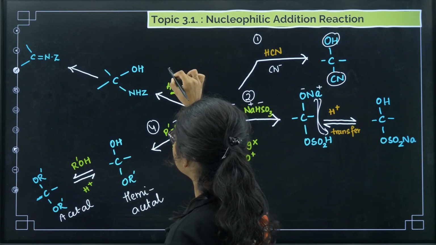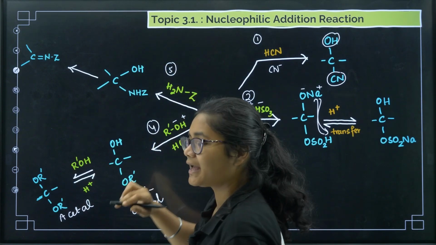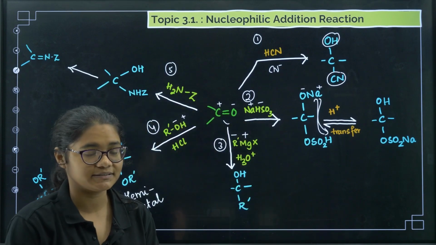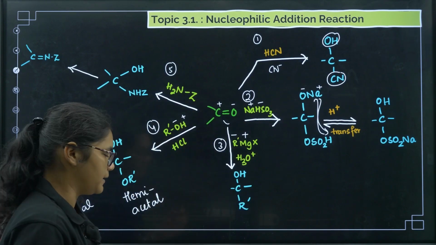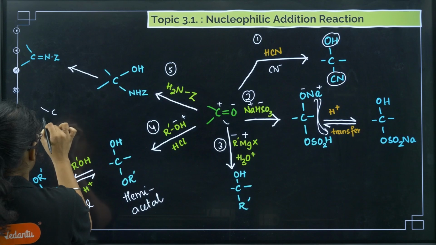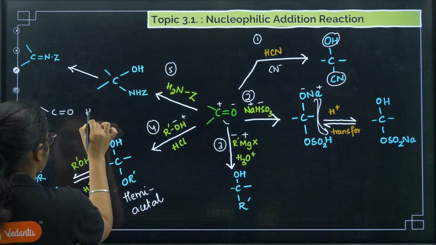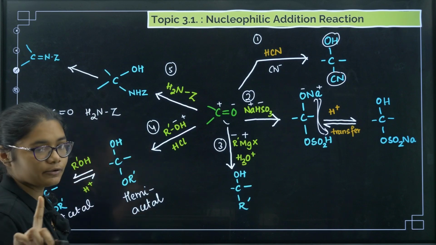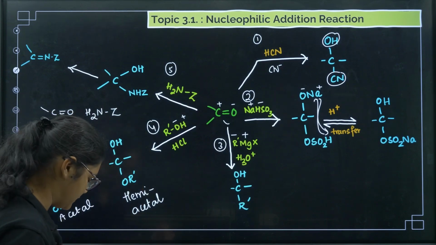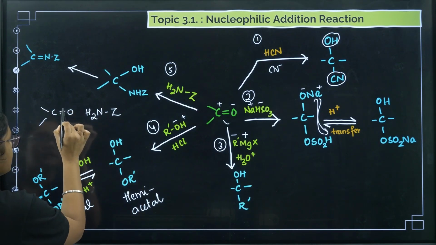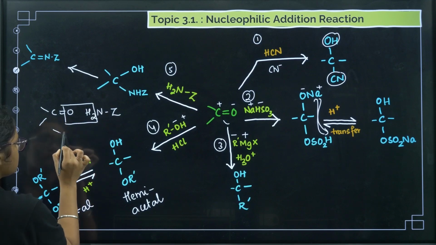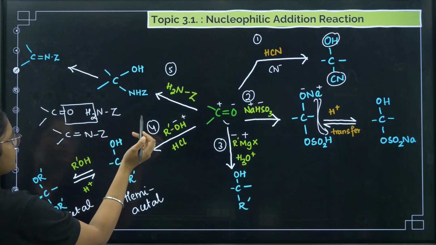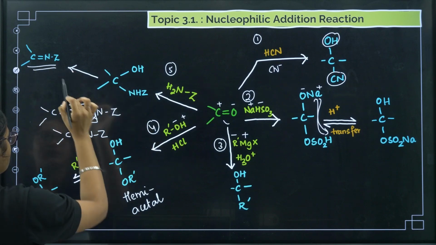Next, the fifth one is addition of ammonia and its derivatives. This is a very, very important reaction. Many questions have been asked from this particular segment. Here, if you have any carbonyl group and you have ammonia or its derivative, NH2Z, if Z is equal to H, then it is ammonia, otherwise it is a derivative of ammonia. Now there is removal of water, so we will get a double bond between N and Z. That is what you can see here. We get this as the final product.